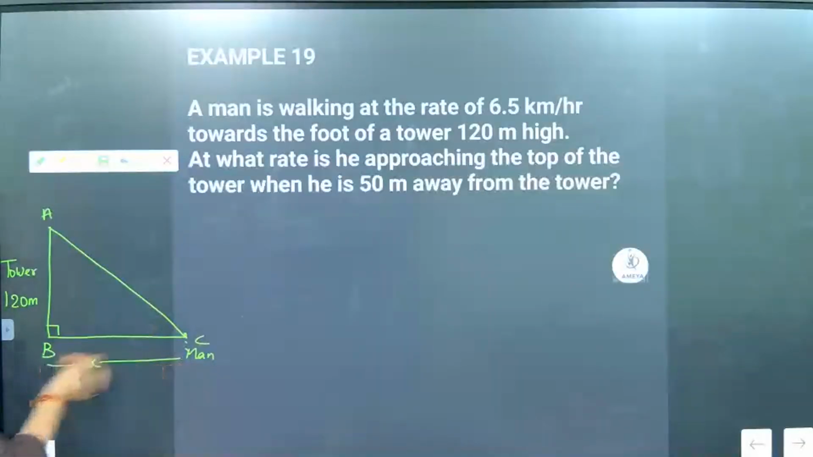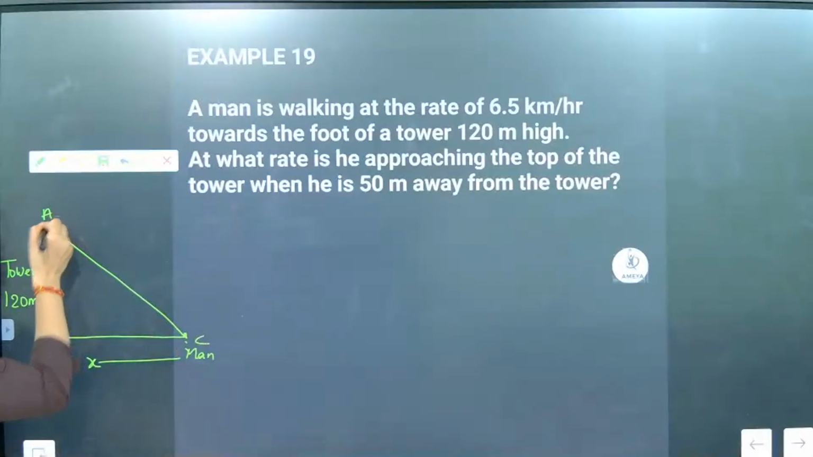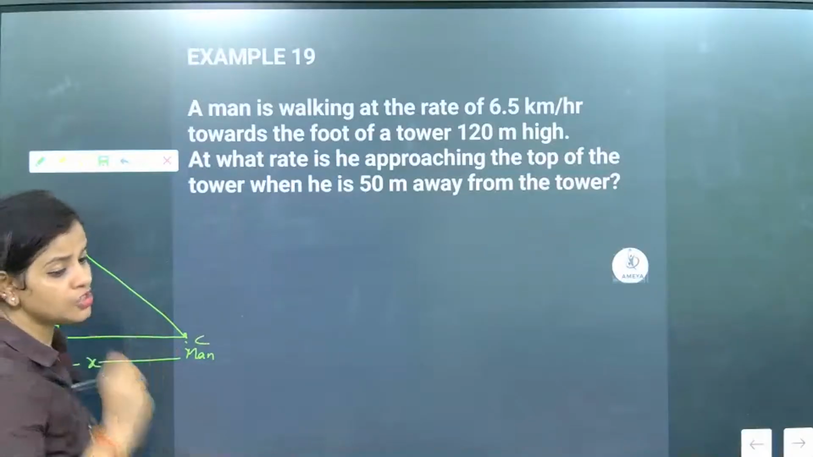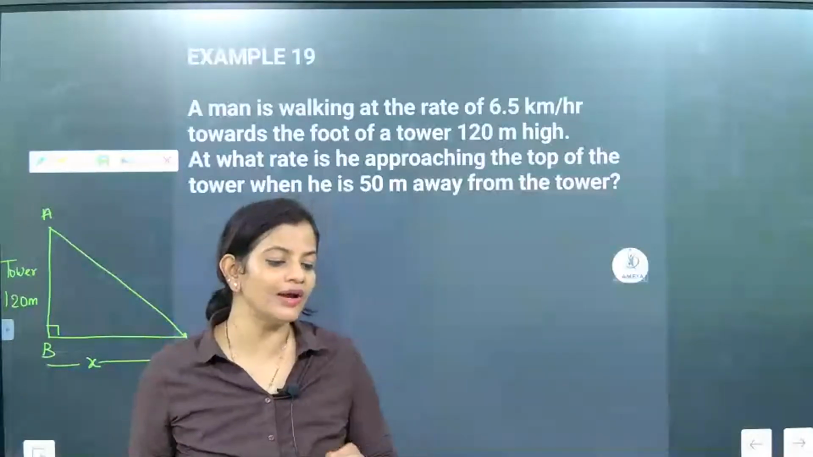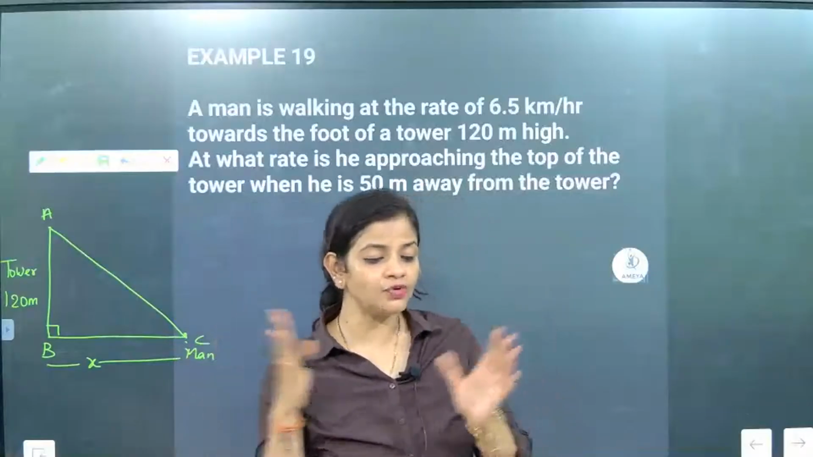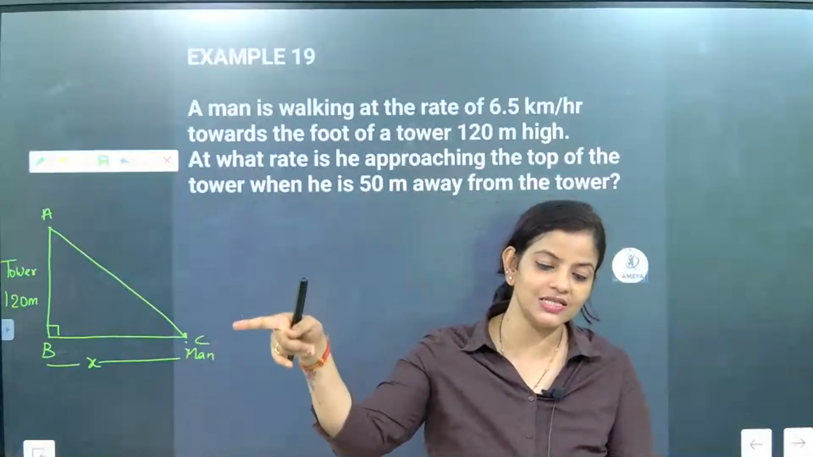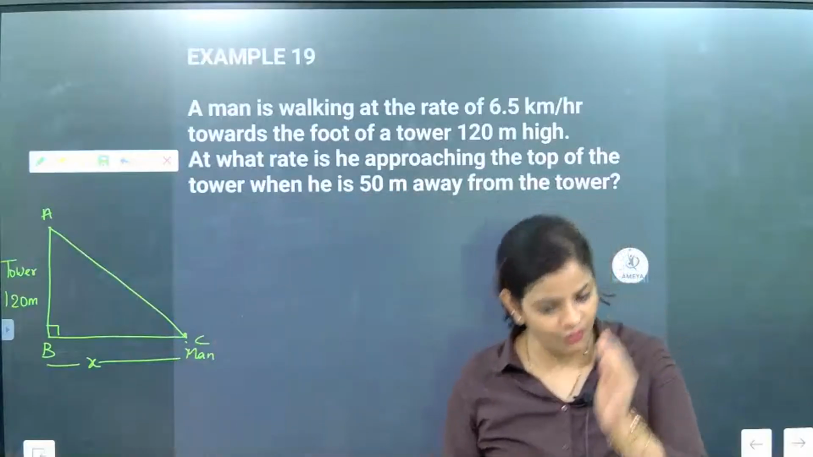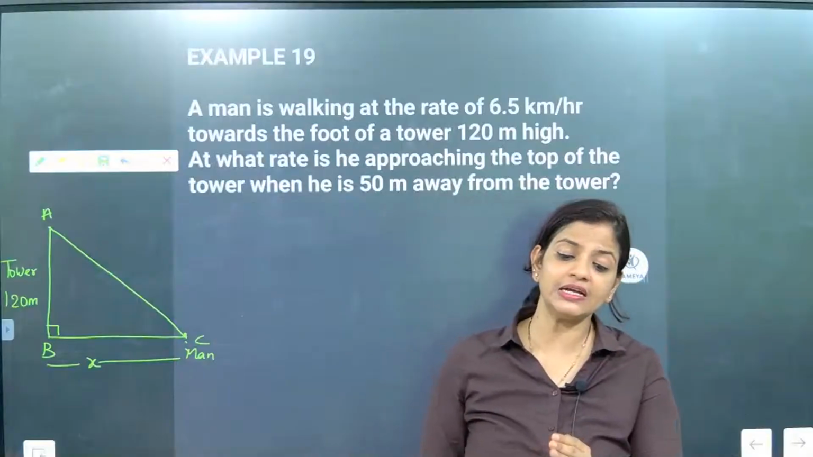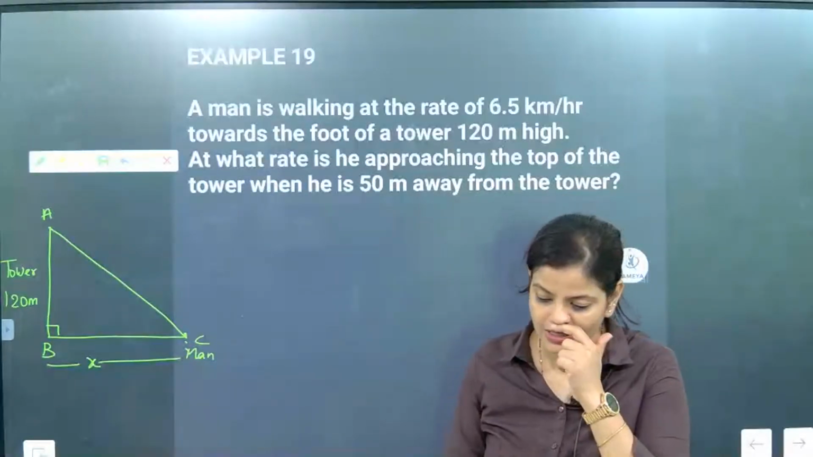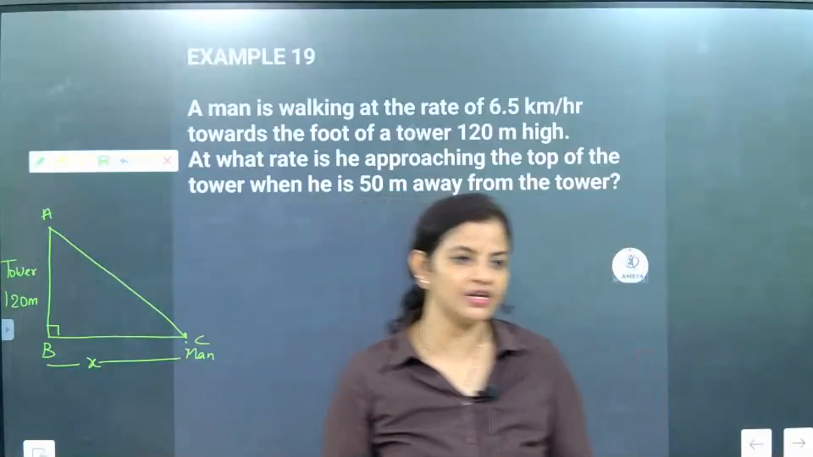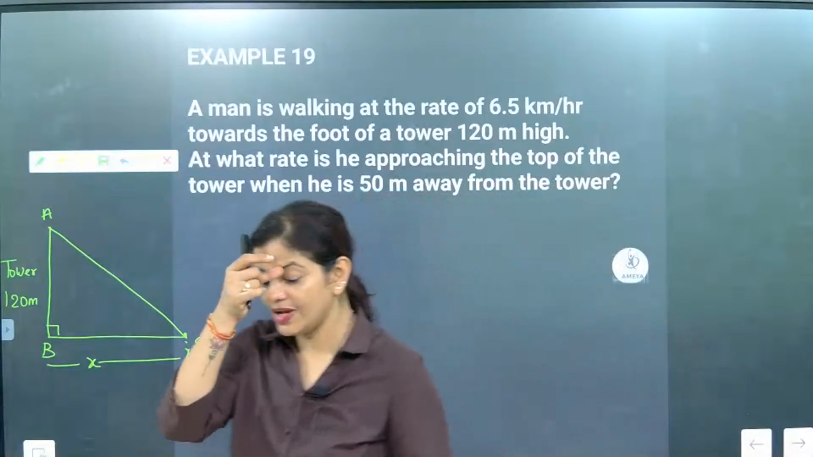If x changes, the distance between the man and the top of the tower will also change. Because it is a concept where a change in one part will create a change in the other dimension. If one decreases, another may decrease or increase. It totally depends upon the concept. I hope you have understood till here, beta. But we will be going for writing.